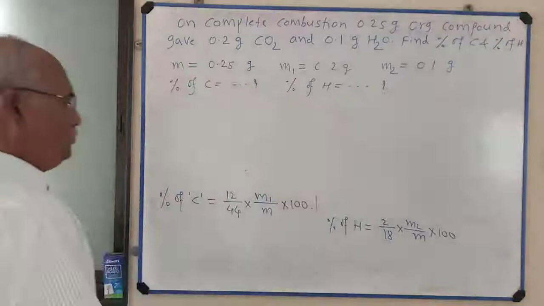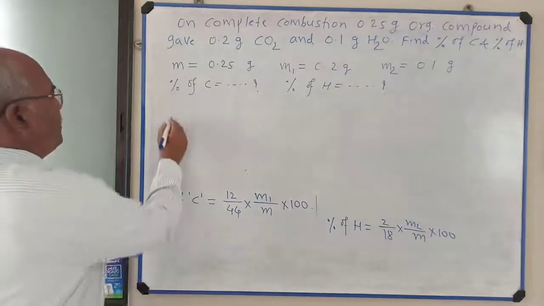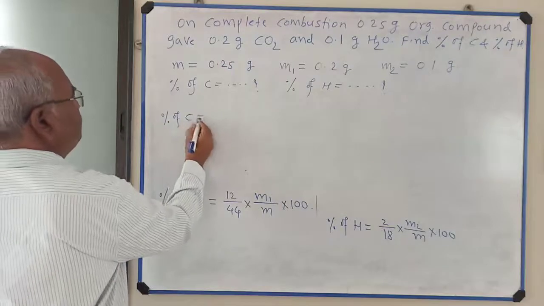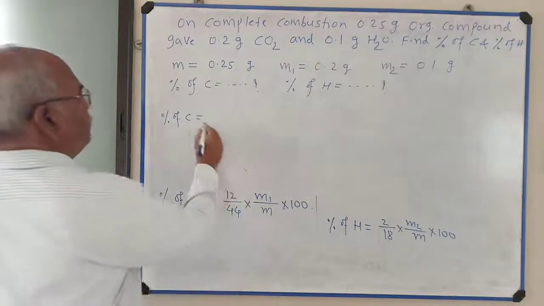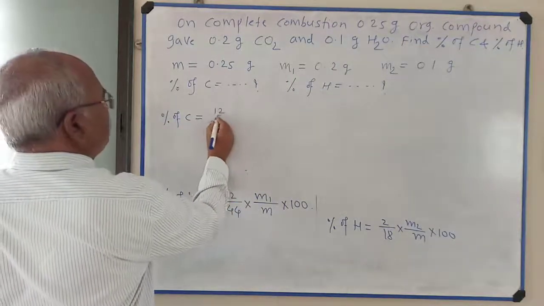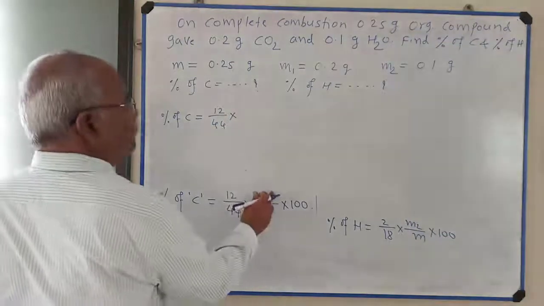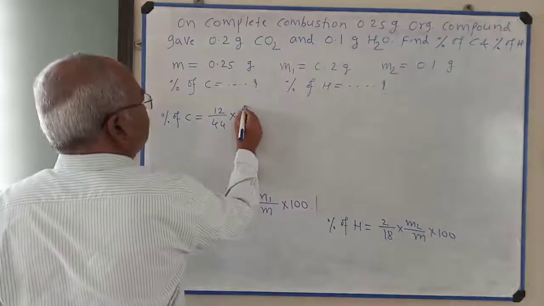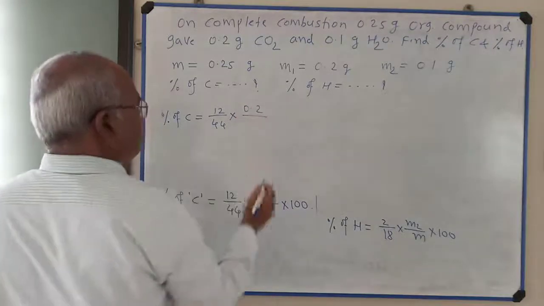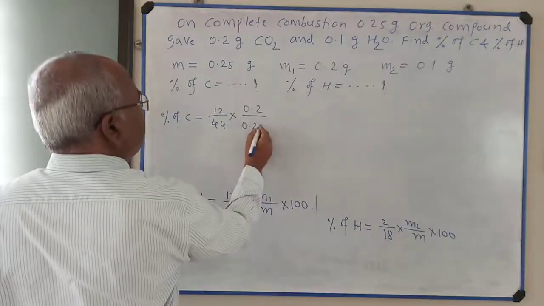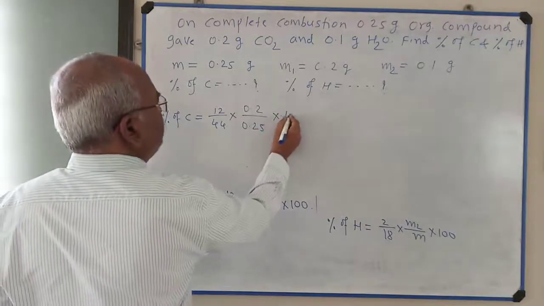So here is the formula. Percentage of carbon is equal to 12 upon 44 into m1, that is 0.2, upon m, 0.25, into 100.